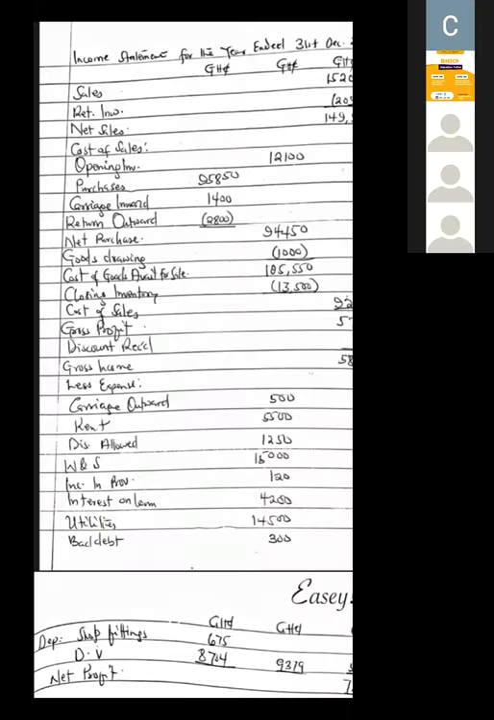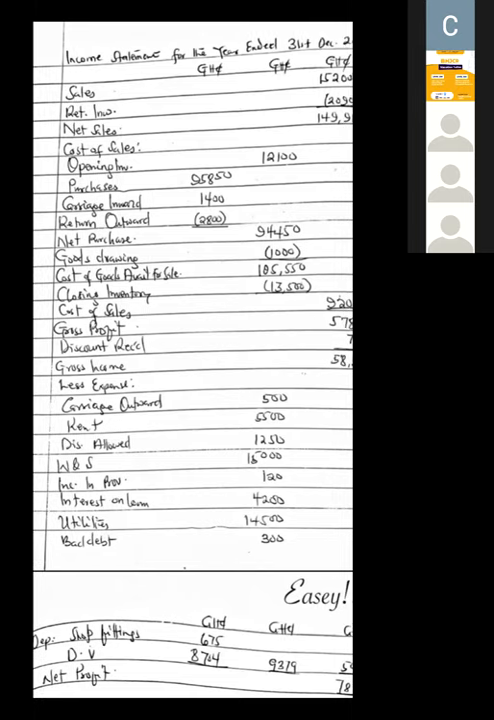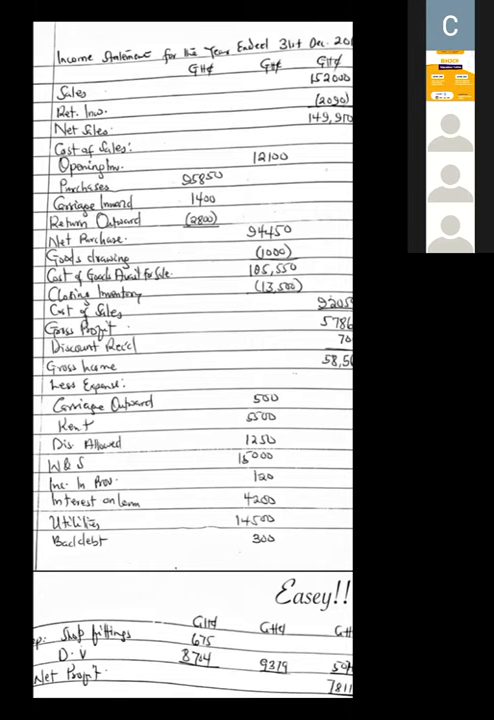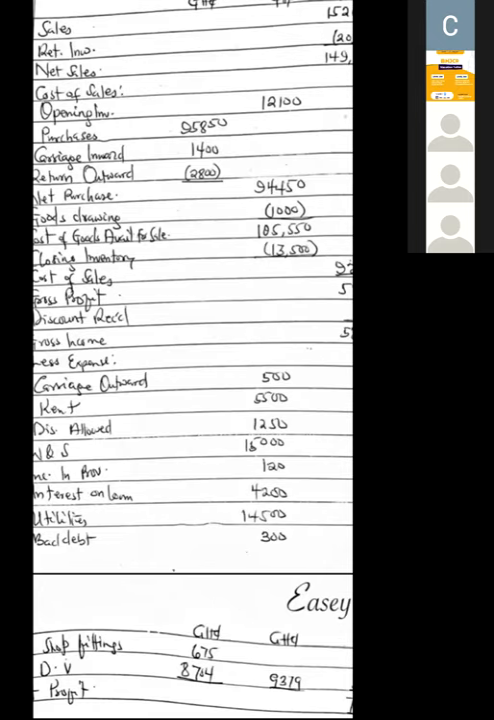So under less expenses, we have carriage outwards of 500, rent 5,500, discounts allowed 1,250, wages and salaries 15,000, increase in provision 120, and interest on loan 4,200.